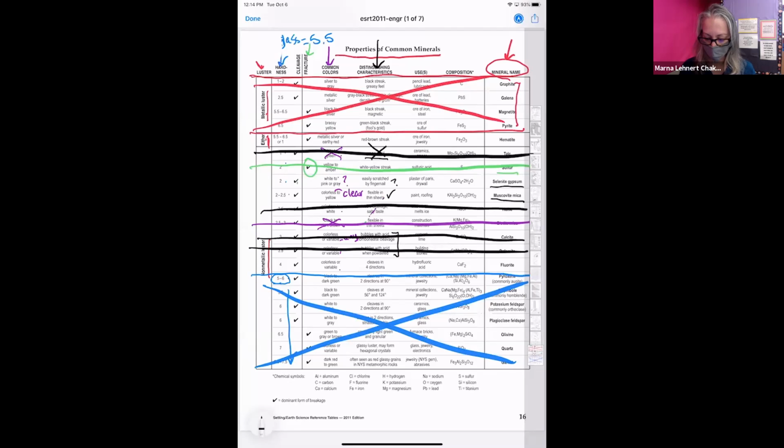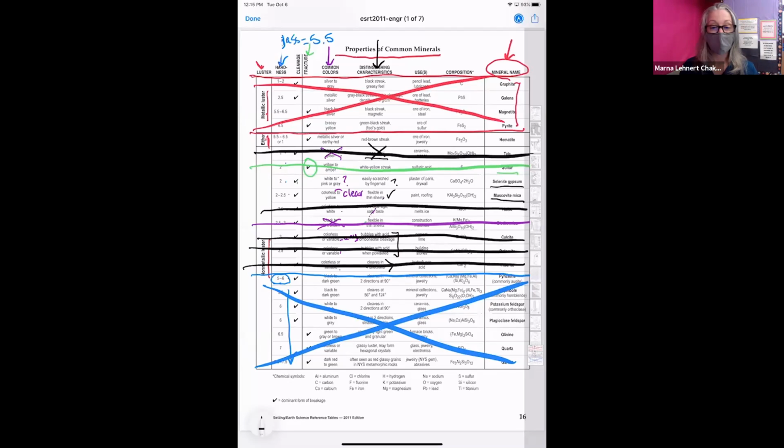And then this last one, fluorite, cleaves in 4 directions. All that means is it has 4 sides. This one has basically 2 sides, right? It's flat. So I don't think it's fluorite either.